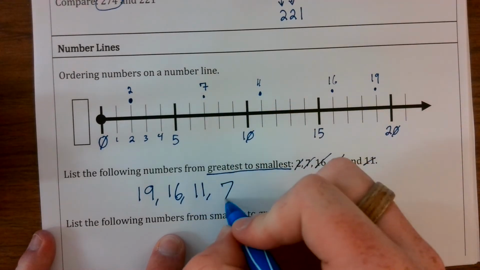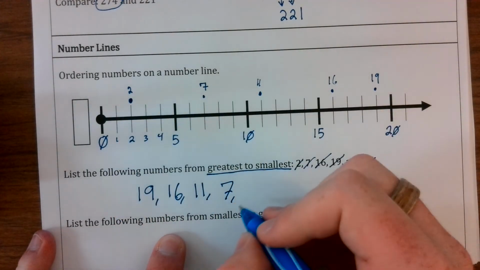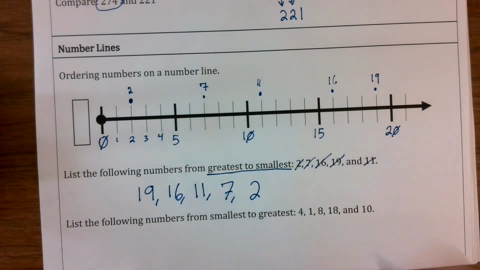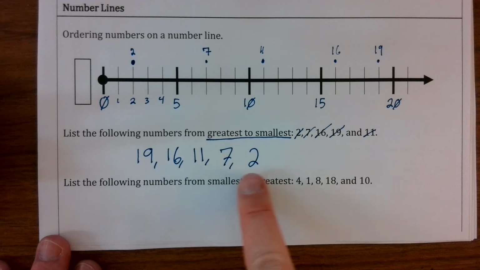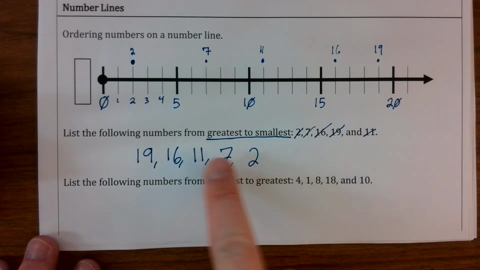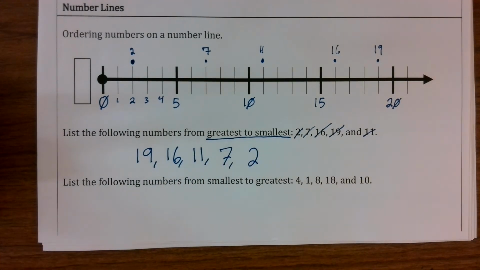7, and 2. So, there we go. We listed them from greatest to smallest. Or from greatest to least is another term you might see.